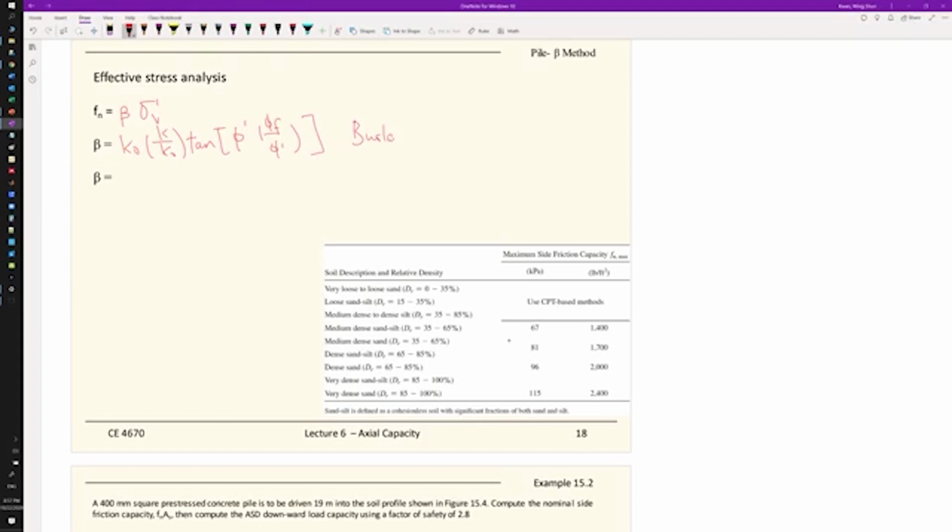Burland was a long-time geotech professor at Imperial College in England. So this is 1973. Another more simplified approach is 0.18 plus 0.65 times the relative density of sand. So this is a little bit more straightforward. This has to be in decimal, not a percentage. And this is by Bhushan, 1982.